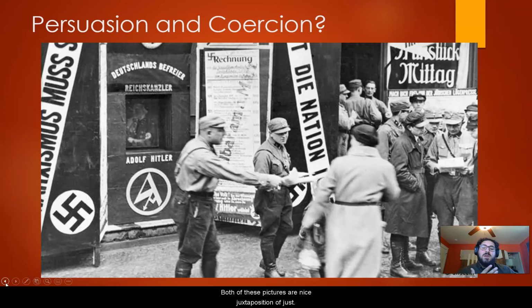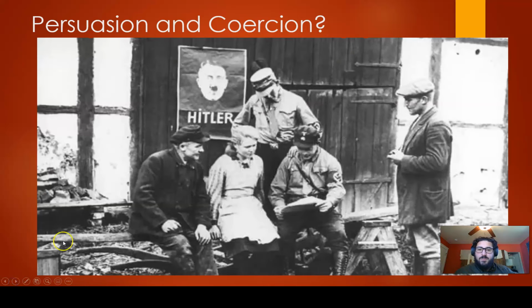Both of these pictures are a nice juxtaposition of just, is it persuasion or is it coercion? And sometimes the only way we really know is by being there. Both of these pictures can be debated either way. But it's very clear. Persuasion and coercion was a key feature. Using violence, using force, using these symbols to really show how much power or how much energy and effort the Nazi Party used to get that power.